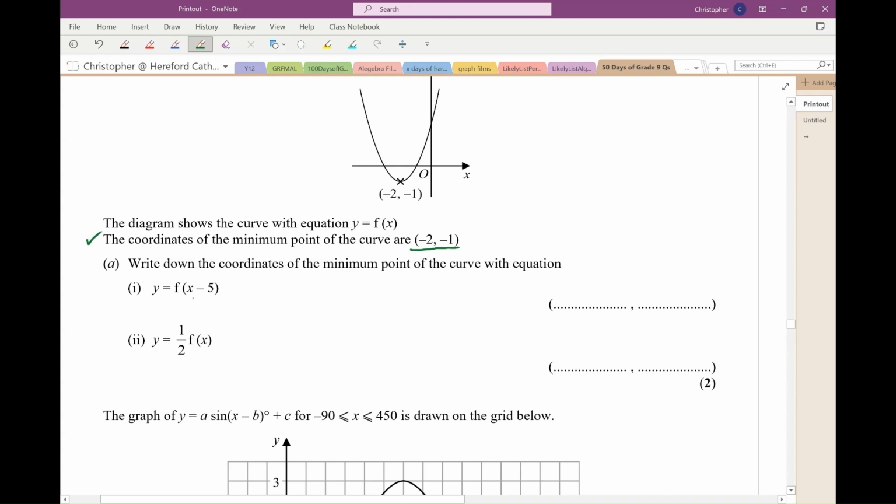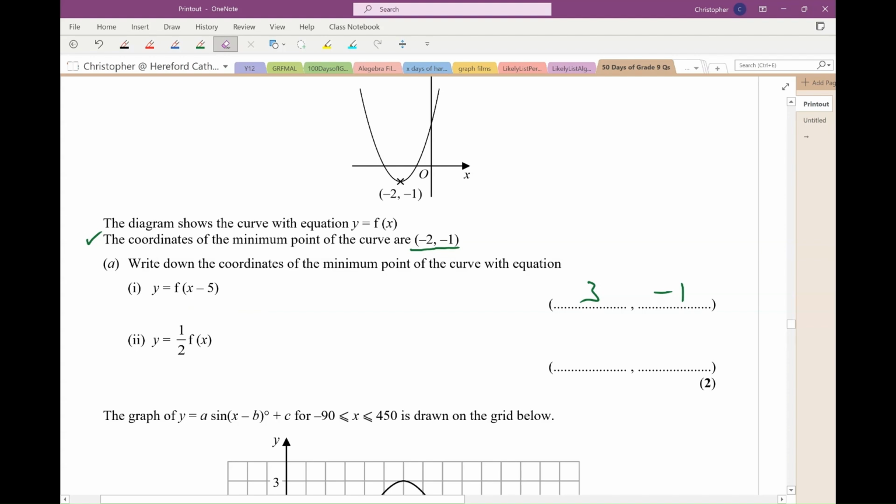If it's y equals f of x minus 5 instead of f of x, remember the change is there inside the brackets, so we're going to move the wrong way. So the curve's going to move this way. That minimum point is going to move 5 units in a positive direction. So it's not going to be minus 2 along anymore, it's going to be 5 units to the right. So that's going to be 3, but it's still going to be minus 1. It's still going to be the same y coordinate.